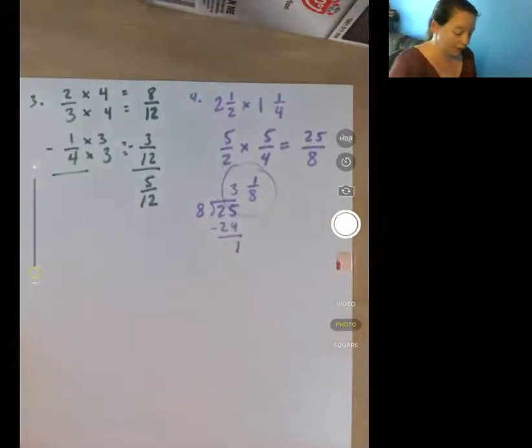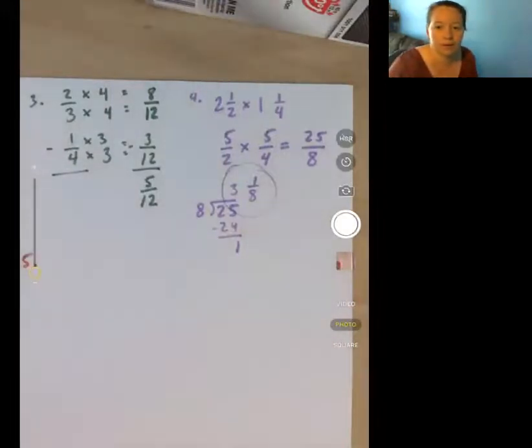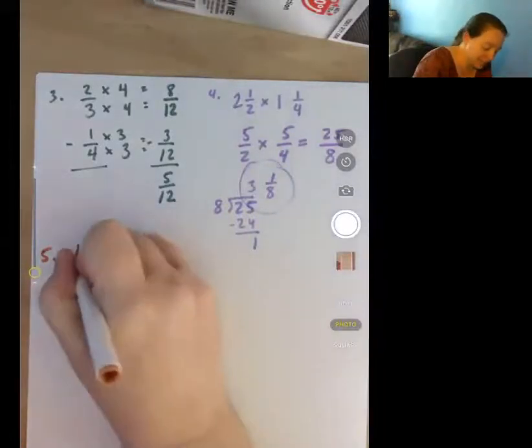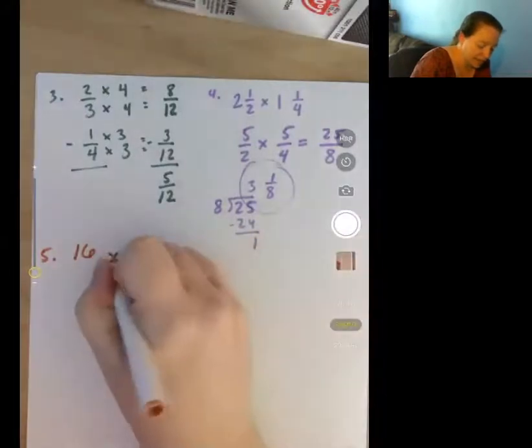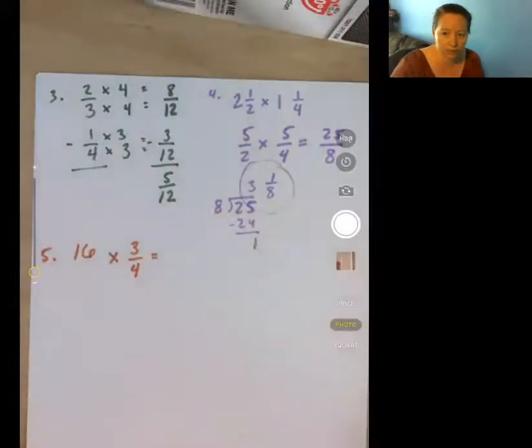Number 5. Maritza's car has 16 gallons of gas in the tank. She uses 3/4 of the gas. How many gallons of gas does Maritza use? So we have 16 gallons of gas in the tank, and then we use 3/4 of it. So we are multiplying by the 3/4. Yeah, we can do this.